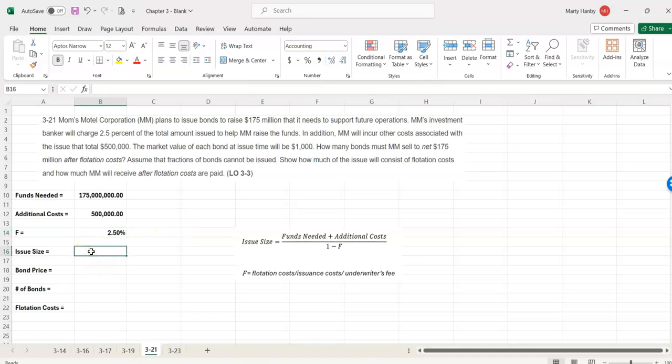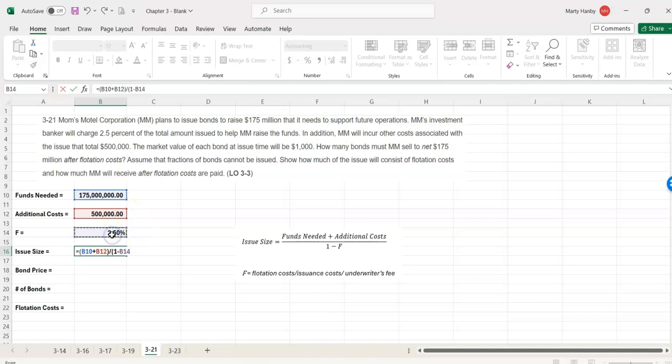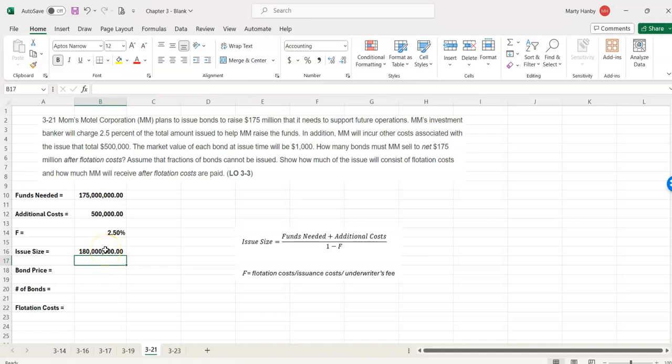All right, so my issue size equals, parentheses, 175 plus the 500,000, divided by 1 minus 2.5%, the underwriter's fee. We get a $180 million issue size.